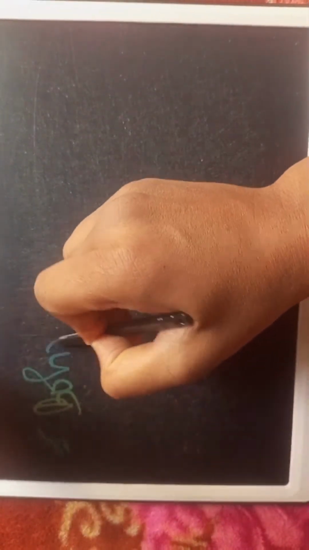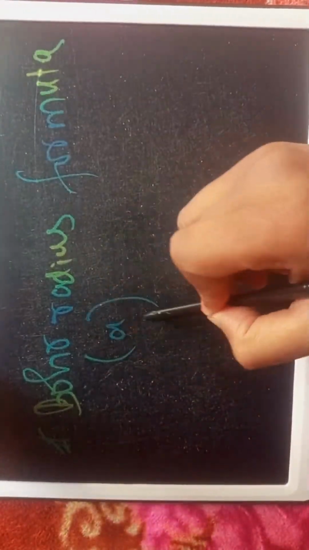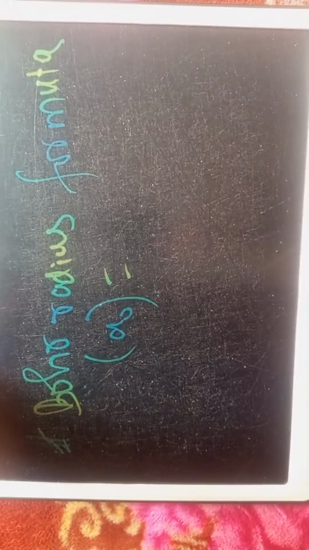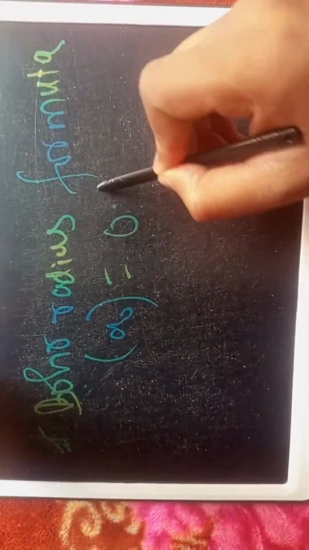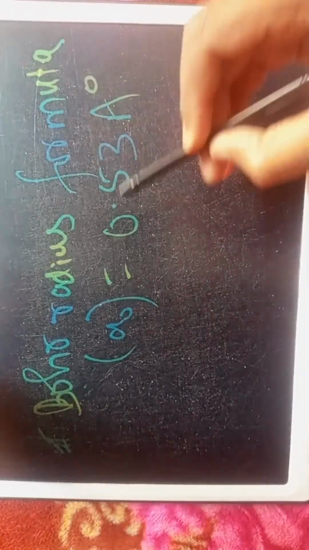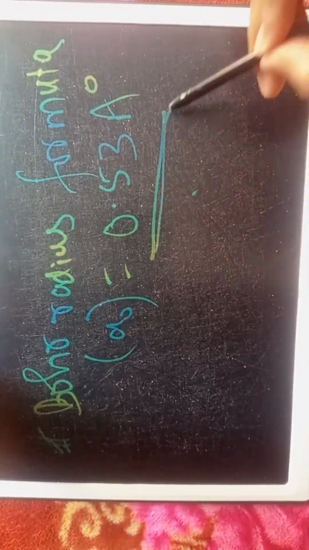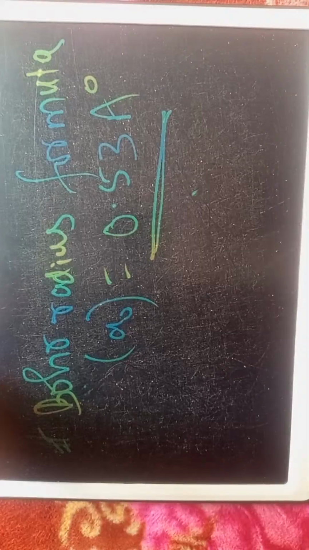Now Bohr radius formula. A naught is equal to 0.53. You have to read this Bohr radius formula: 0.53 and a naught value is given, so you just multiply and the answer will come.